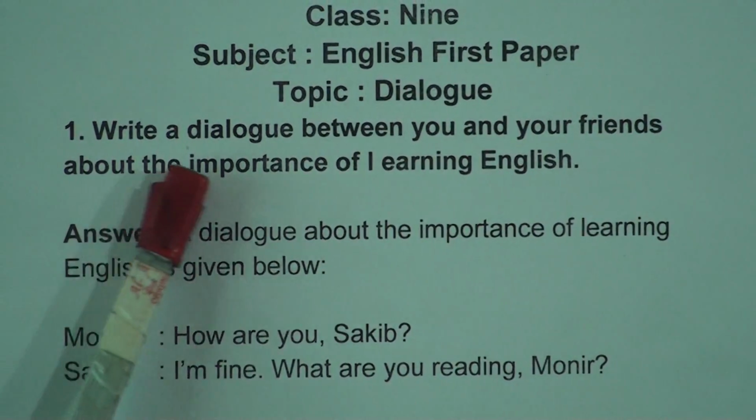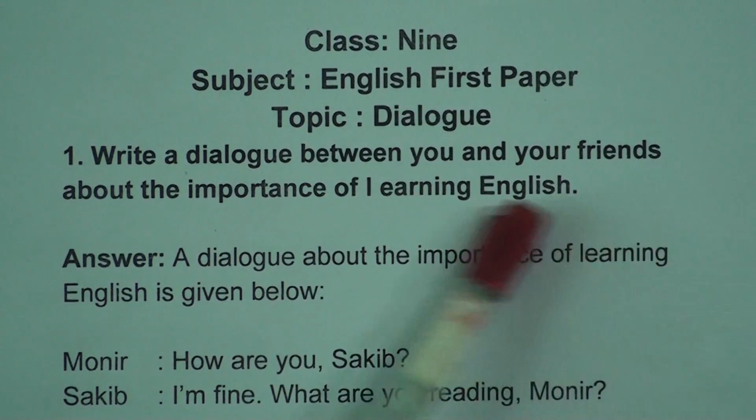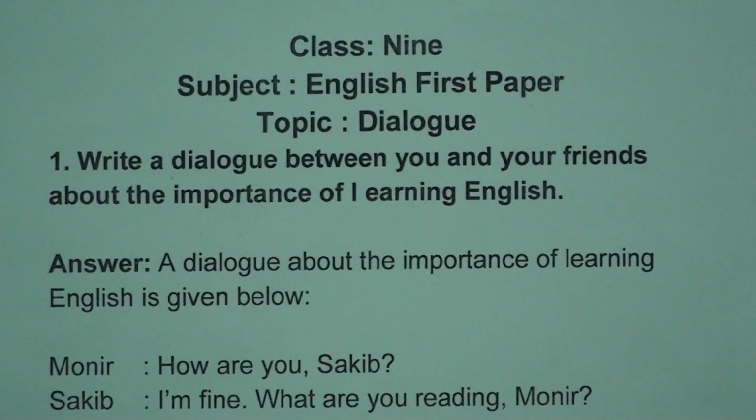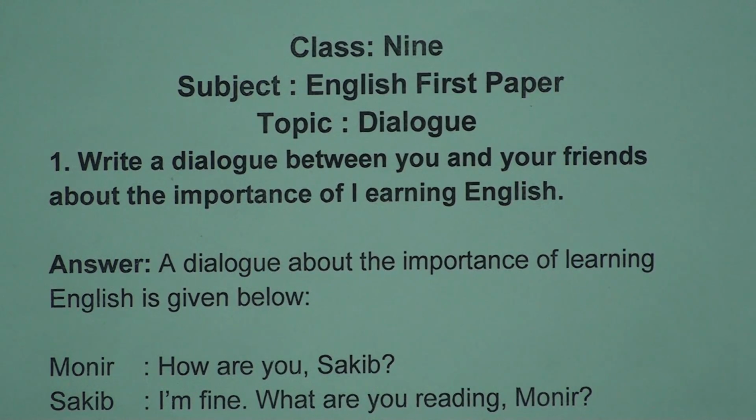Number 1, write a dialogue between you and your friends about the importance of learning English. So you need to write a dialogue between you and your friends about the importance of learning English, and you can be given other topics also. You can write the dialogue between you and your brother or sister or your father and mother also. So at first you will write the topic: a dialogue about the importance of learning English is given below.